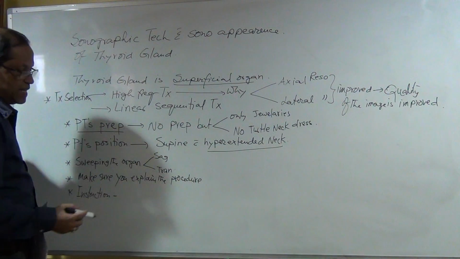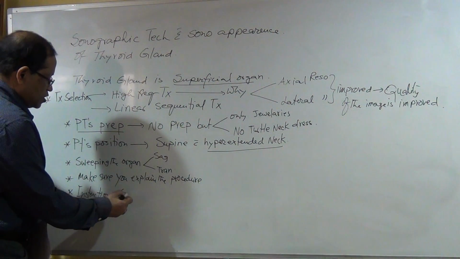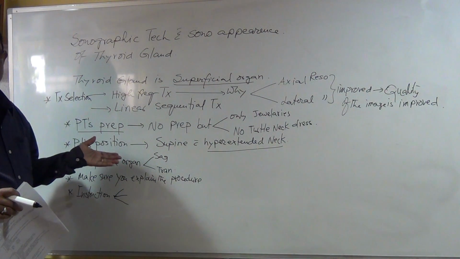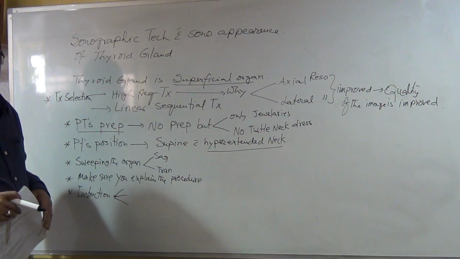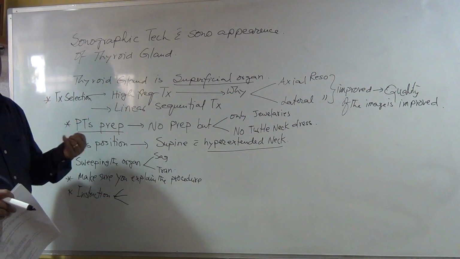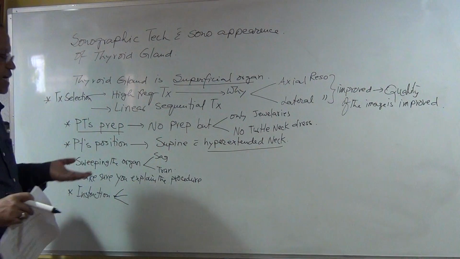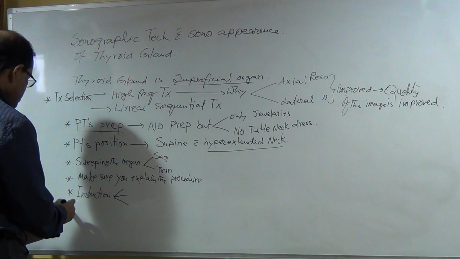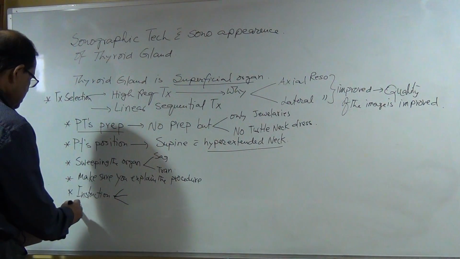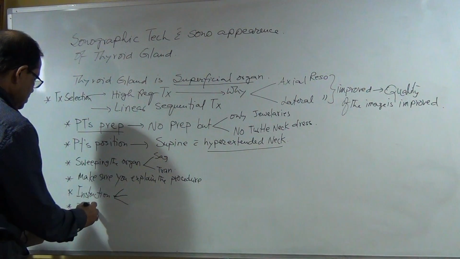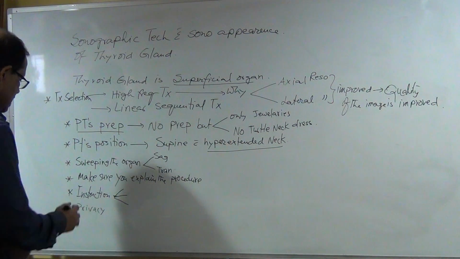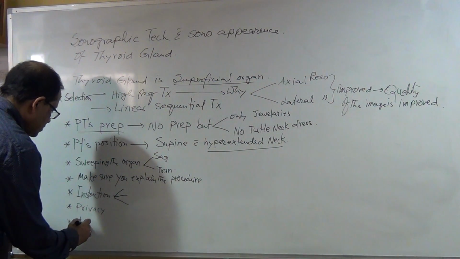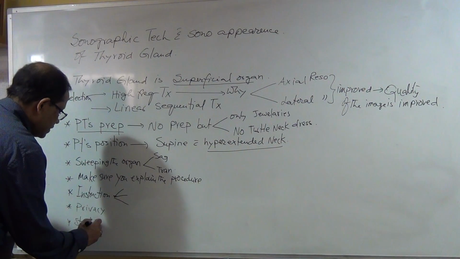Instructions. And also tell them that I'm not supposed to tell you anything. So the radiologist will make a report for your doctor, and your doctor will talk to you. And usually it takes 1 to 2 days. Just tell them everything. Then after instructions, privacy. You have to maintain the privacy. Then start scanning.